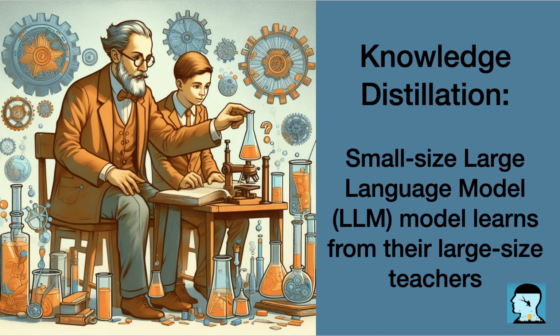So, in summary, knowledge distillation involves training a smaller model, Zephyr 7B beta, by distilling the knowledge from a larger model, Mistral 7B. This allows the smaller model to learn from the larger model's expertise and perform at a similar level, while being more affordable and easier to train.